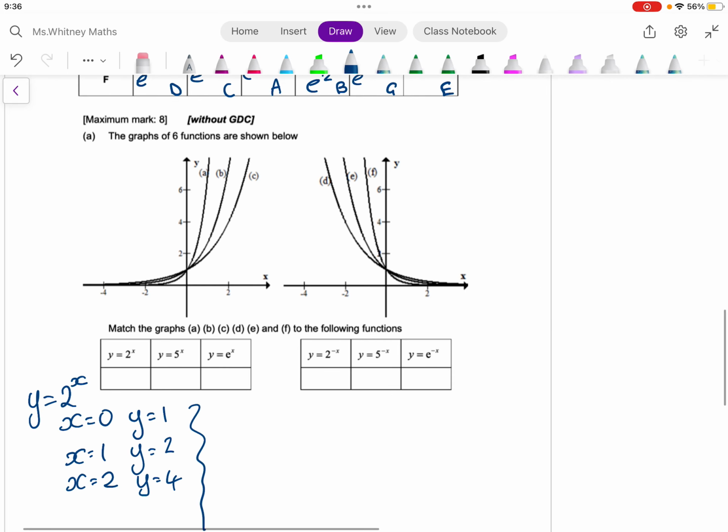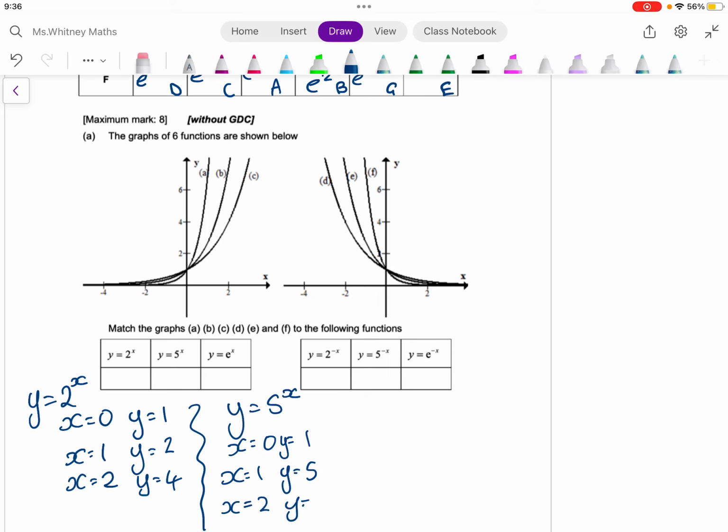Now, if we just look at a different one and we look at y equals 5 to the x, if x is 0, it's still going to be 1. Okay, that makes sense. They're both at 1. If x is 1, y is going to be 5. If x is 2, y is going to be 25. Okay, interesting. This is telling me now that my value at the bottom, the 5 to the x, is increasing more rapidly here. So that means it's steeper. So this one is steeper.